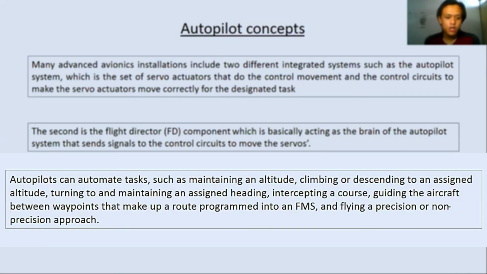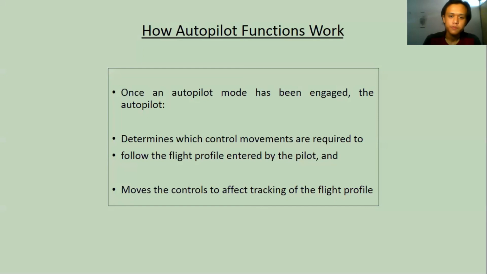Autopilots can automate tasks such as maintaining an altitude, climbing or descending to an assigned altitude, turning to and maintaining an assigned heading, intercepting the course, guiding the aircraft between waypoints that make up a route programmed into an FMS, and flying a precision or non-precision approach.